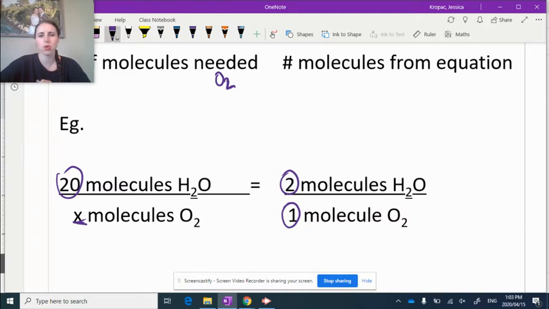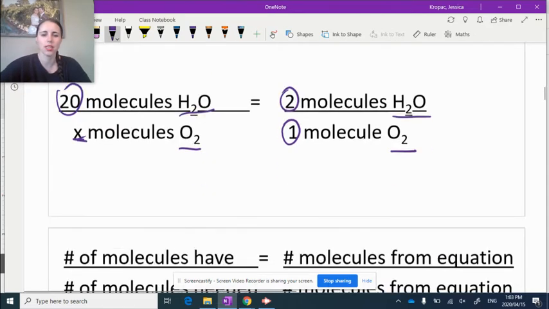So notice that both oxygens are on the bottom and both waters are on the top. So those are always consistent. You want to make sure your ratio is the same. You want to make sure that you have the same molecule in the top as you do in the bottom.